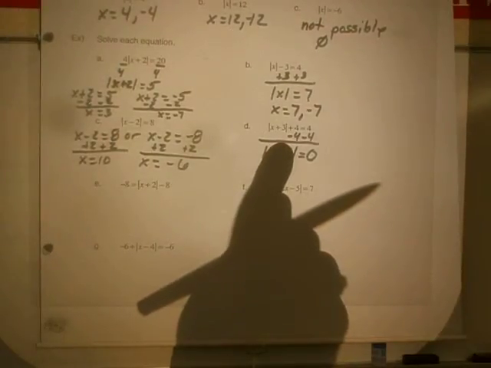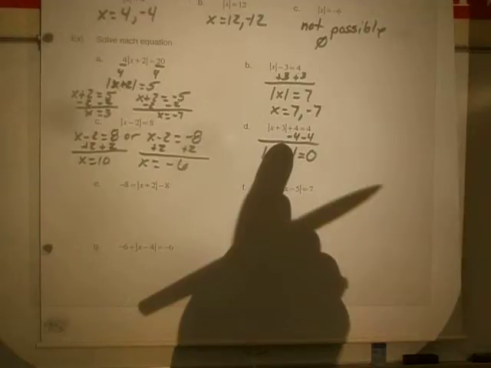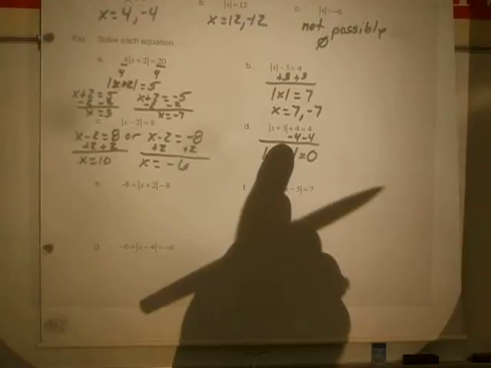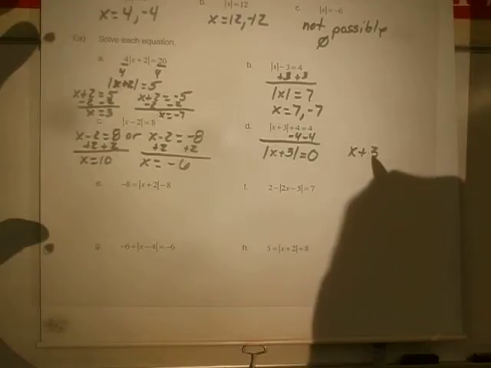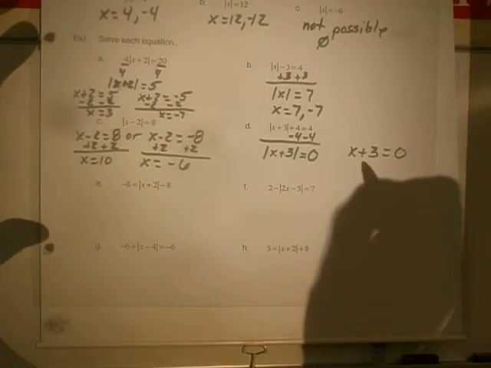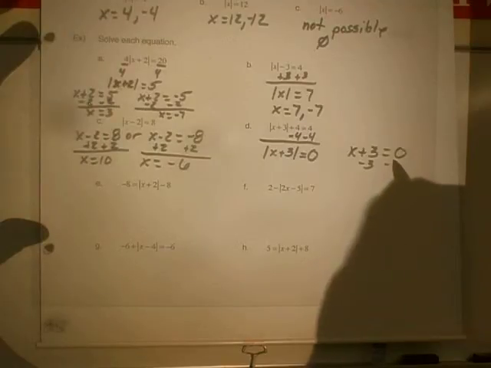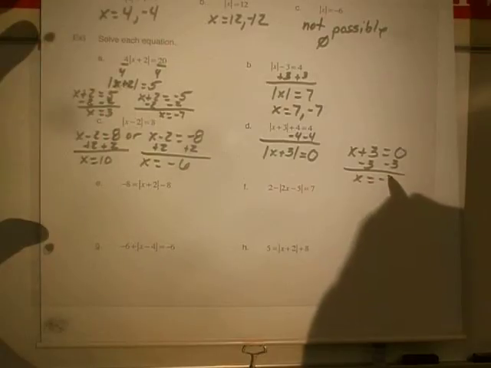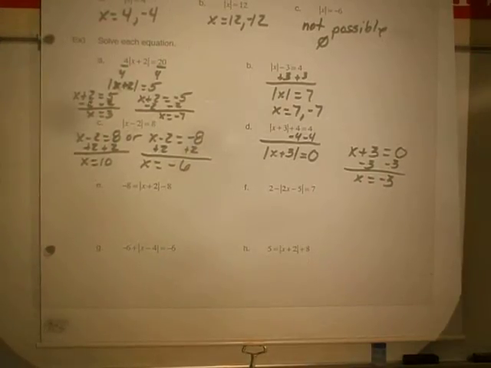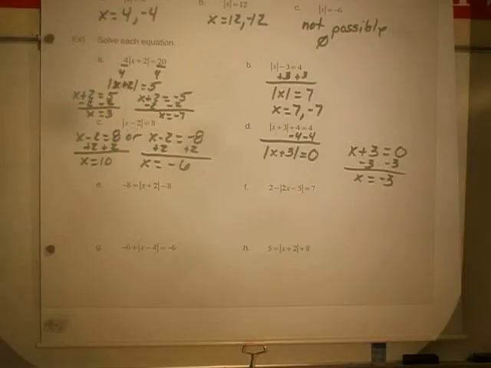Covering this up, 0 is a special case, because there's only one number that has an absolute value of 0, which is 0. So if we solve x plus 3 equals 0, we would subtract 3 from both sides, and our final answer for this one is x equals negative 3. So if you have an absolute value that equals 0, you only have one number, one solution.